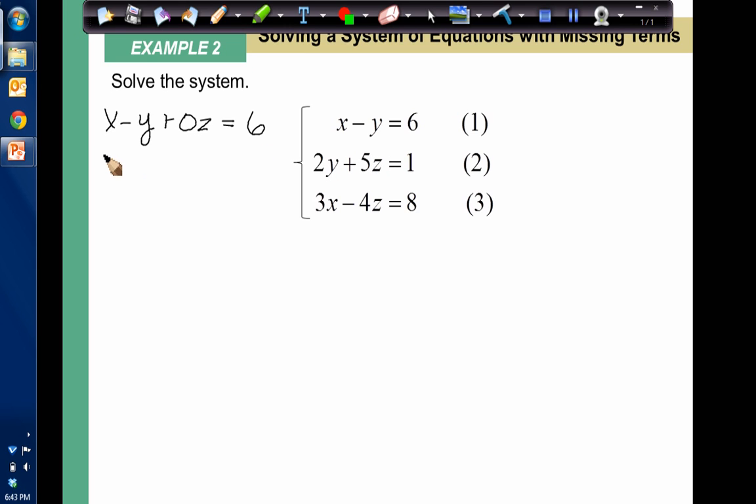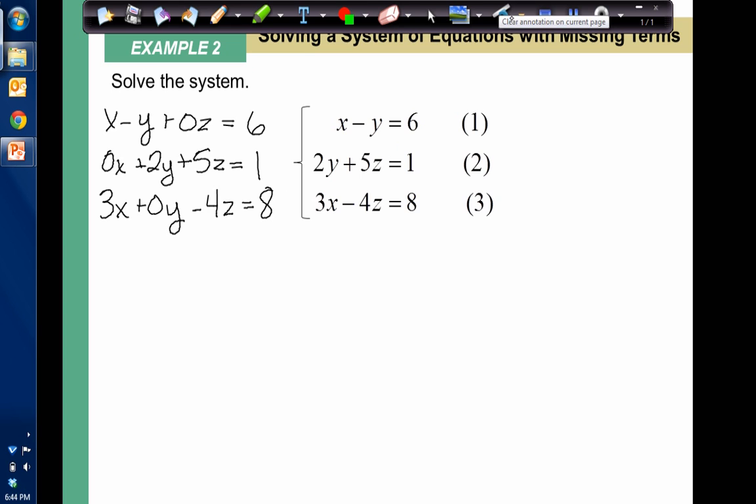In the case of the second one, we have 0x plus 2y plus 5z equals 1. And in the case of the third one, you have 3x plus 0y minus 4z equals 8. So if you think about that in your head, it might help you. And from there, it's just a normal system of three variables to solve.